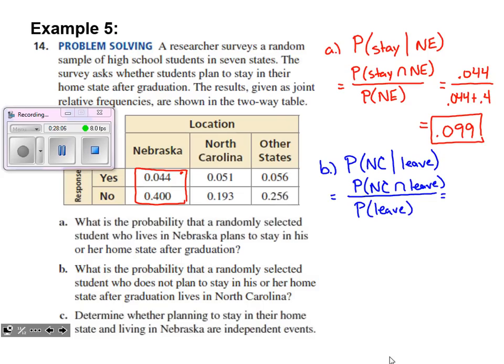North Carolina and they want to leave, that's this 0.193 over all of the people that wanted to leave. That's 0.4 plus 0.193 plus 0.256. That gives me a result of 0.227.